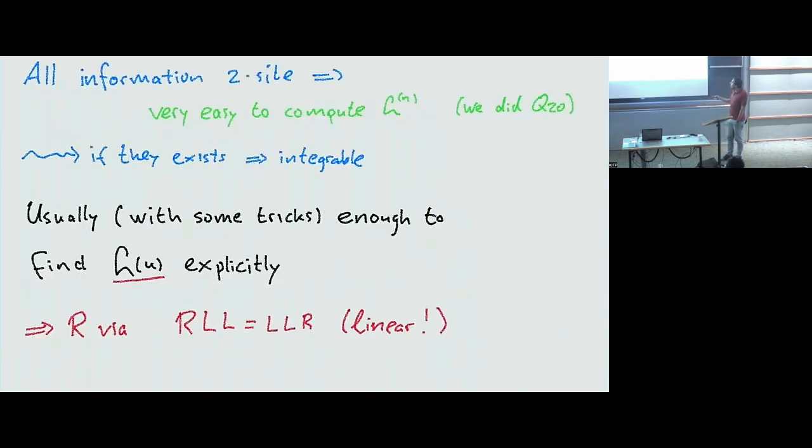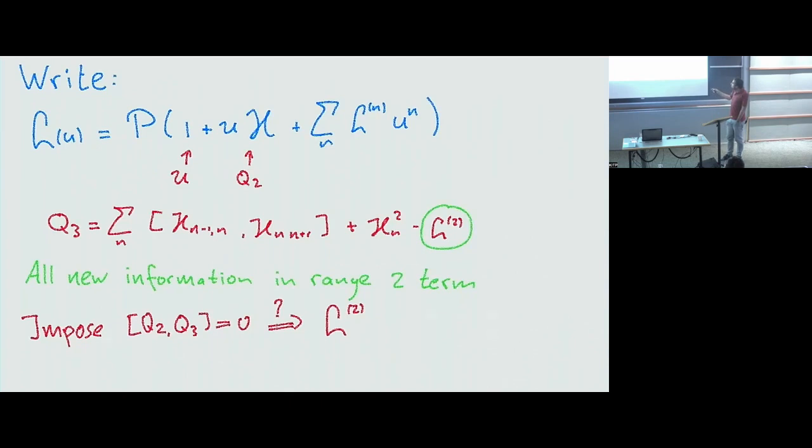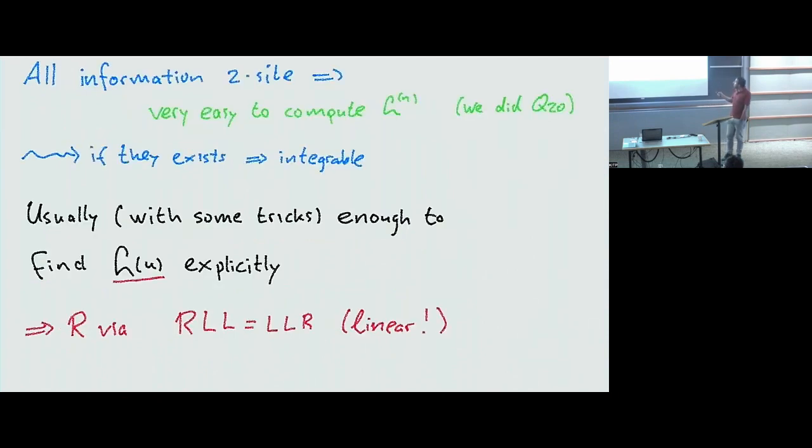And if you compute Q4, again all new information is just in a two-site operator. So this makes it very easy to compute a lot of higher components in the Lax operator by just expanding the transfer matrix. We were easily able to go to Q20, which gives you the first 20 components in the expansion of the Lax operator. If they exist, then you assume that it's integrable, but you can't compute an infinite amount. So at some point, you have to sit down and try to resum. Usually that's enough: if you know something like 20 coefficients and you're a bit clever with how you resum and commute things, that's usually enough to find L explicitly.